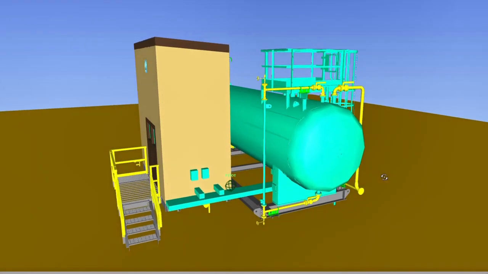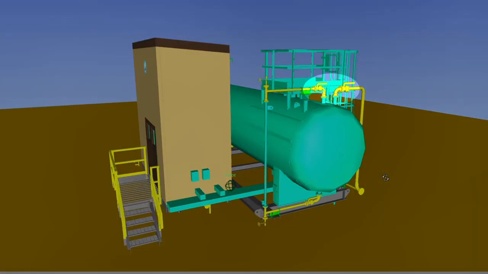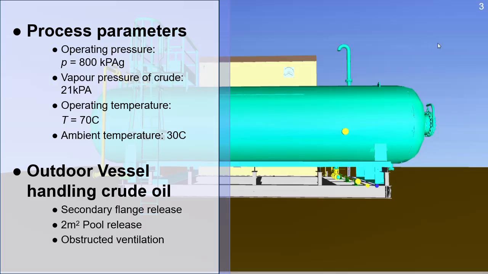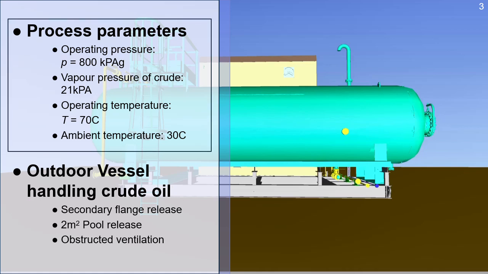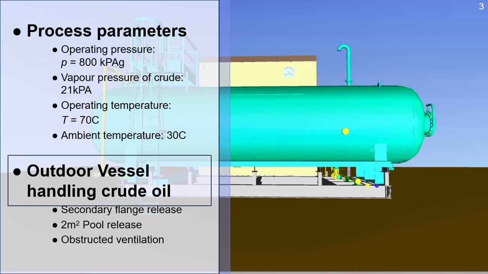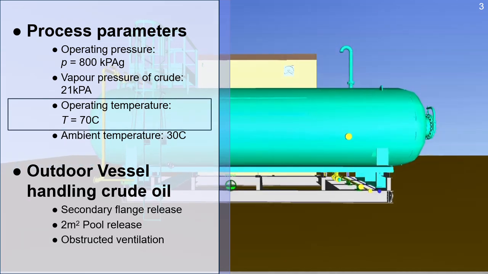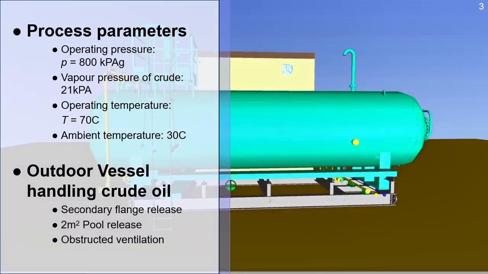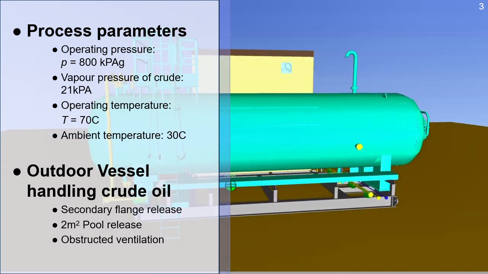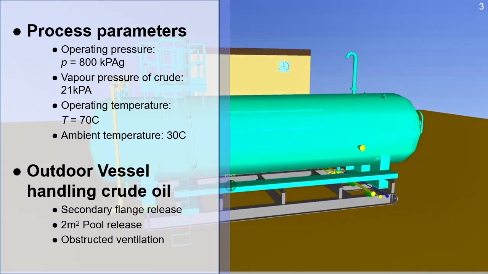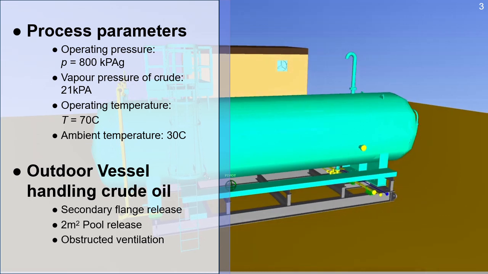We can use ExHAC to classify the area surrounding the vessel based on a pool release. Before starting the area classification, let's review some of the process parameters associated with the application. The vessel handles light crude oil operating at 800 kilopascals and 70 degrees Celsius. The vessel is incorporated into a manned facility that incorporates twice daily routine checks by operations.